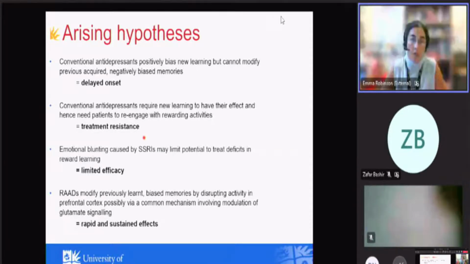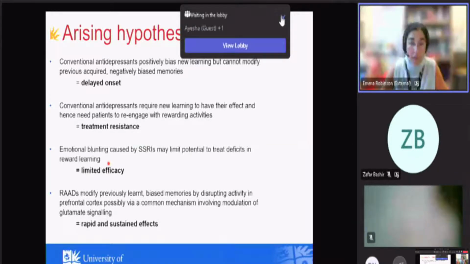And in fact, perhaps treatment resistance has more to do with how we use the medications, and perhaps for people on conventional antidepressants, it's really important to look at how much they're able to re-engage with rewarding activities, because if they're not involved in any positive behaviours, perhaps the drugs have limited capacity to work. We have seen evidence of emotional blunting with the SSRIs, and that may limit the potential to treat this very important aspect. So whilst it may improve people overall from being negative to neutral, it may actually limit their ability to go into the positive, and that may have some efficacy challenges.